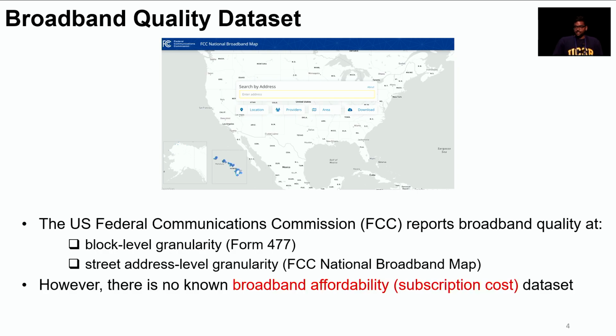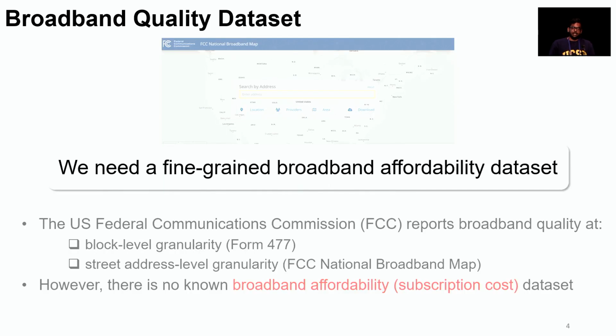But the shortcoming is it stops at the speed level. It just tells you, given the street address, what speed we are getting. It makes no mention of how much that particular speed actually costs for people living at those street addresses. And as we saw, broadband affordability is not a small matter. It means that as much as we are grateful to have information related to availability and quality, we also need the information related to broadband affordability.